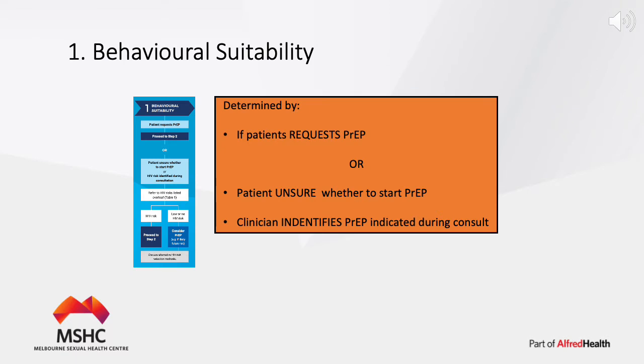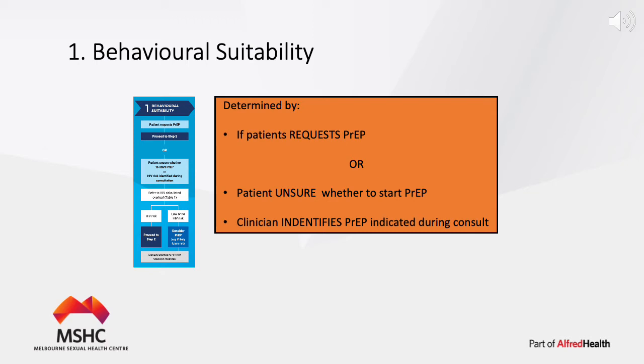Okay, so the first thing is behavioral suitability. If an individual comes to you and says that they want to go on PrEP, often these individuals have already researched their need for PrEP. So when they're coming to you, they're usually asking you for PrEP. And very rarely do you not provide the PrEP unless they don't meet other criteria.